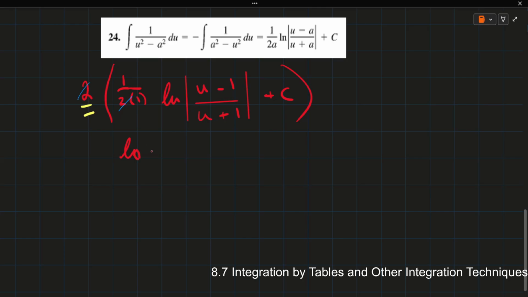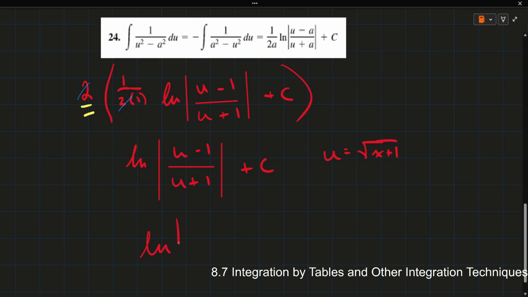Let me grab some more space down here, and then we're left with natural log. I know you guys are going to harass me for my handwriting, that's even worse. I can hear you guys now taunting me.